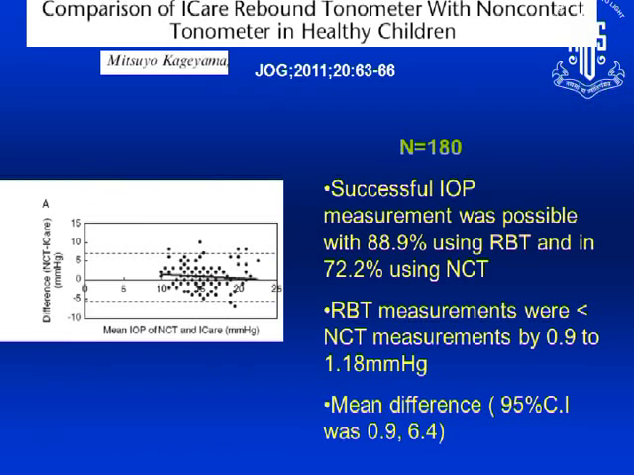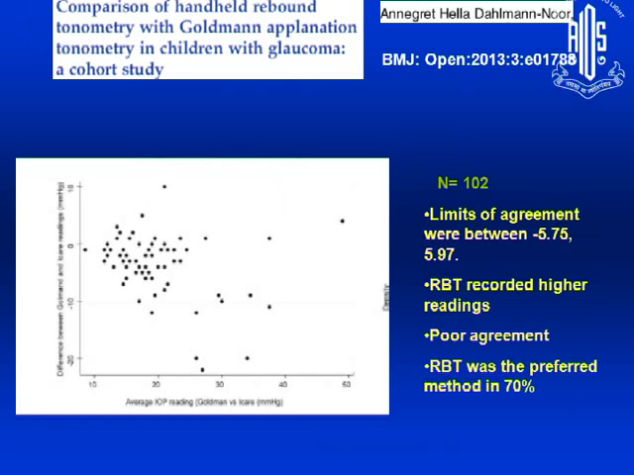This was a study which compared the rebound tonometer with NCT. Successful IOP measurements were possible in almost 90% using the rebound tonometer compared to 72% using the NCT. And the rebound tonometer measurements were slightly less than the NCT, varied by about 0.9 to 1.8 millimeters mercury. So this was a comparison which looked at the handheld rebound tonometry with GAT in patients with glaucoma. It was found that the limits of agreement varied between -6 to about +6. The rebound tonometry recordings were higher, but the rebound tonometer was the preferred method by the children in about 70%.